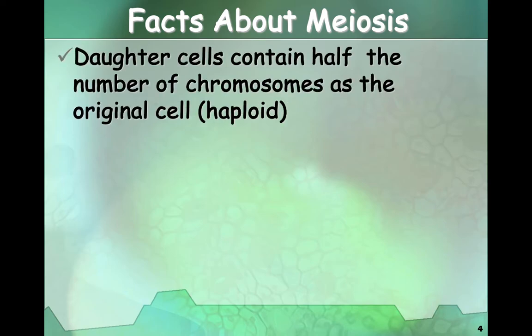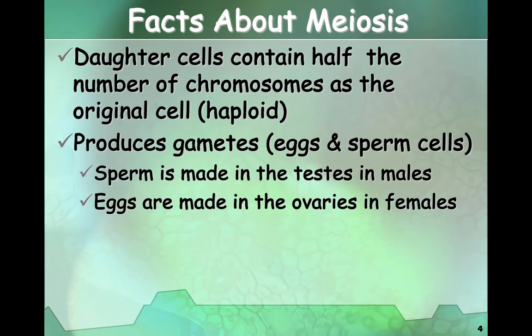So the daughter cells, like we said before, contain half the number of chromosomes, and that's why we call them haploid. That will be a very important vocabulary term to know.